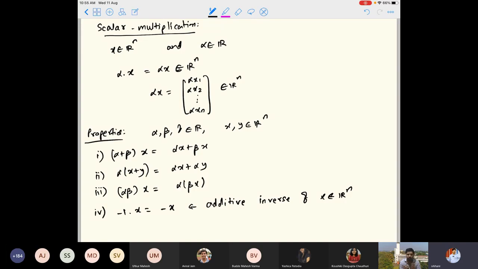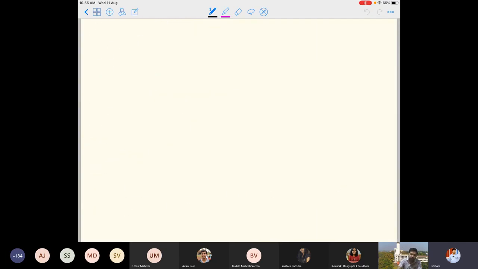And with this scalar multiplication operation, there are again lots of examples. One example I can give is that suppose x in Rn is an audio signal. It's an audio signal, okay?